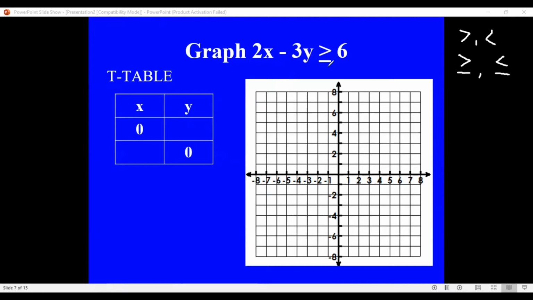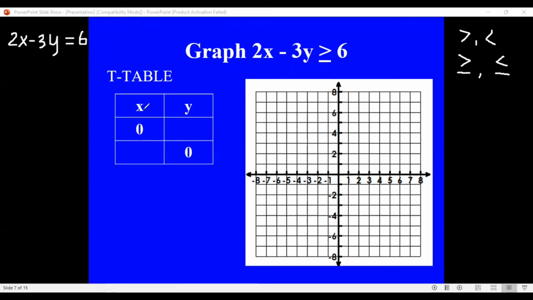As I have said earlier, it is important for us to know the ways on how you could graph your equation. Why? Because the first thing that we have to do is to change the inequality into an equation. So we are given here 2x minus 3y is greater than or equal to 6, so we will just consider the equation 2x minus 3y is equal to 6. Again, we are to graph the equation first.